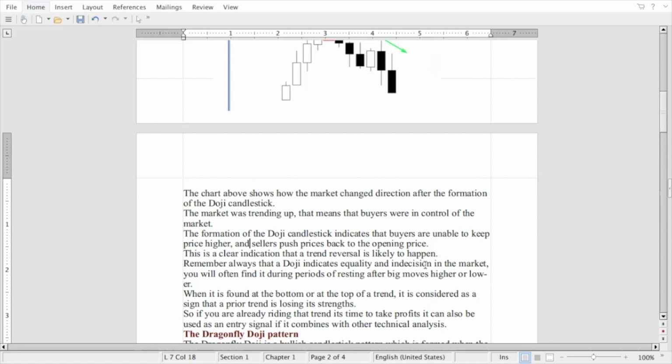So very important, and remember always that a Doji candle indicates equality and indecision in the market. You will often find it during periods of resting after a big move, high or low, or higher or lower. So when there was a big move, a big uptrend, then you find it form, then automatically when it's formed, we are going to have the reversal.